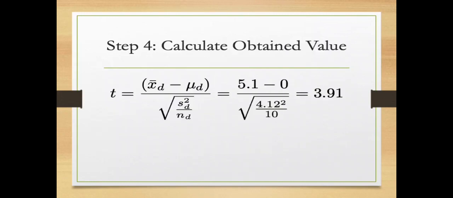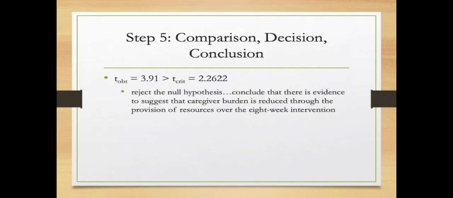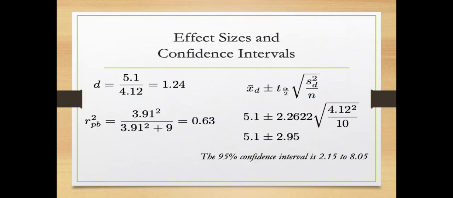Which, as you can see from this t-obtained calculation, is the case. We generate a t-obtained value of 3.91 when we apply our formula. And so we reject the null hypothesis. And we conclude that there is evidence to suggest that provision of counseling resources may reduce caregiver stress. And looking at our effect size estimates, we can say that caregiver stress is 1.24 standard deviations lower than it was before the intervention. Or we can say that 63% of the variability in caregiver stress at the post-test time period may be attributable to the provision of counseling resources.